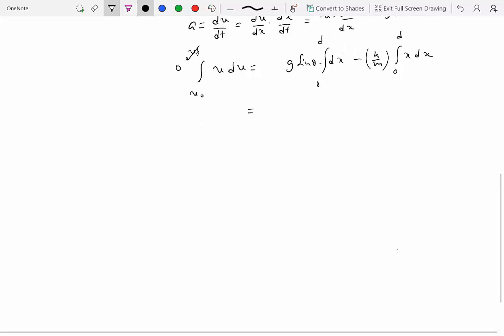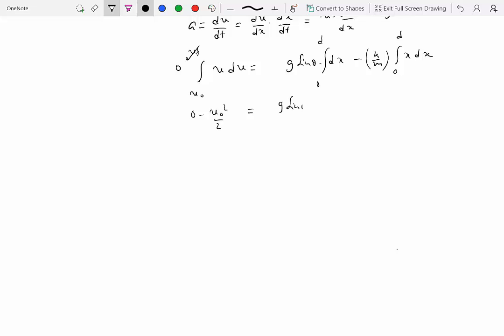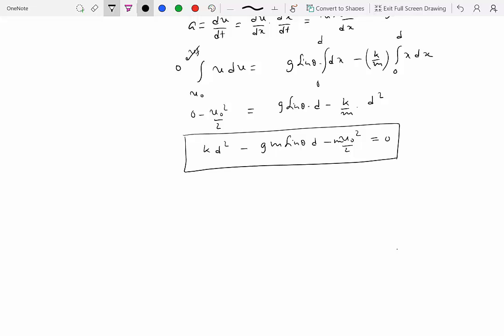Okay. So what do we get here? This is 0 minus v0 square over 2 equal to g sine theta times d minus k over m times d square. Okay, so let's rearrange this a little bit. So k d square minus g m sine theta times d minus m v0 square over 2. I'm multiplying by m everywhere, and then rearranging, so we get this quadratic equation, right? So this is a quadratic equation in d. Here we have d squared, and here we have d. Rest of the things are known to us.